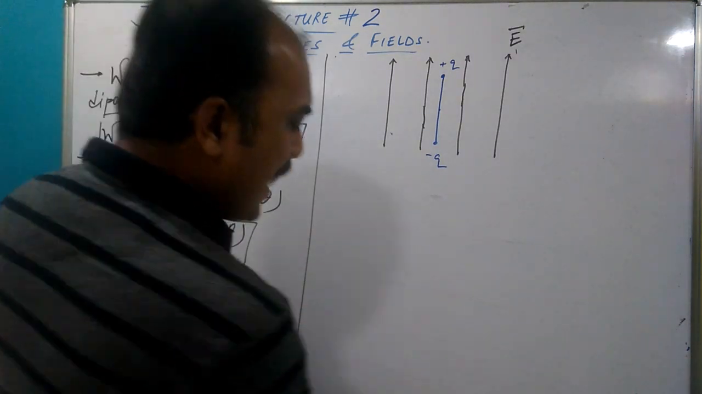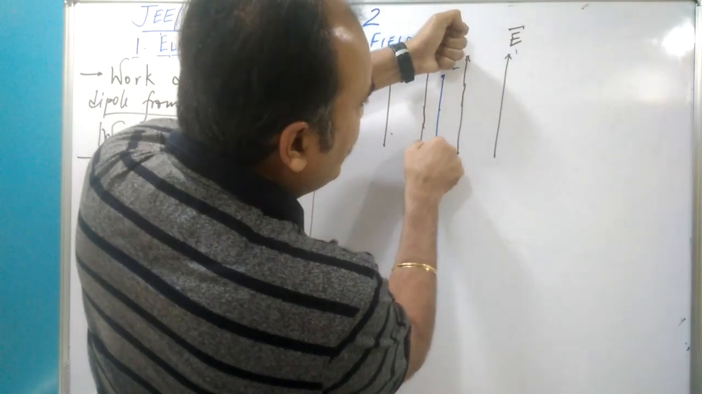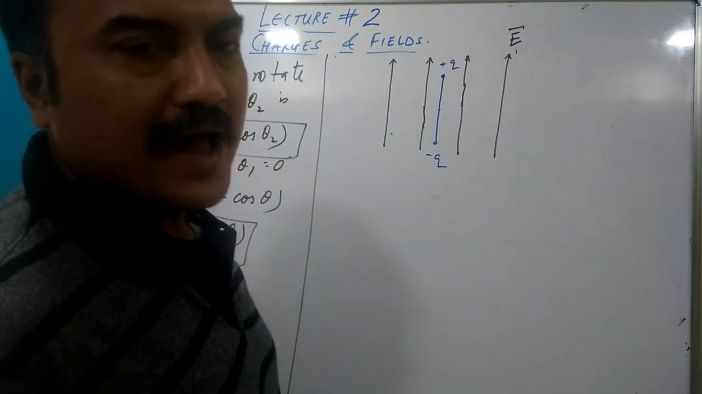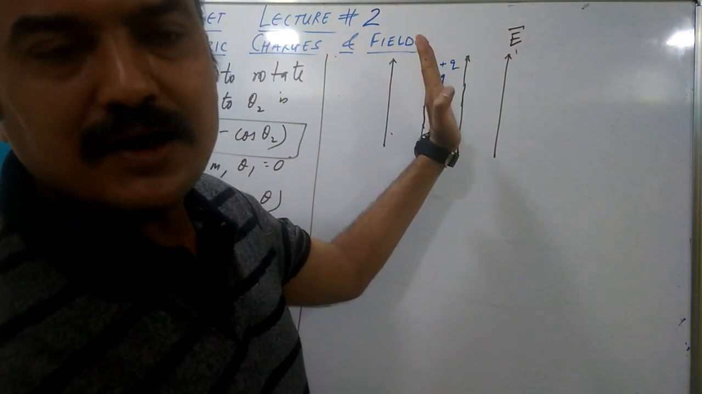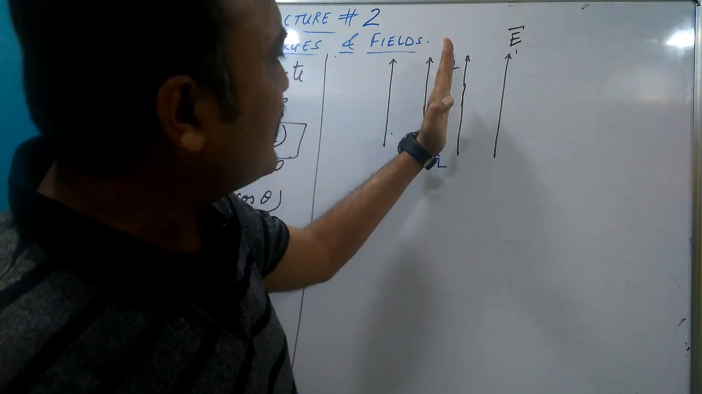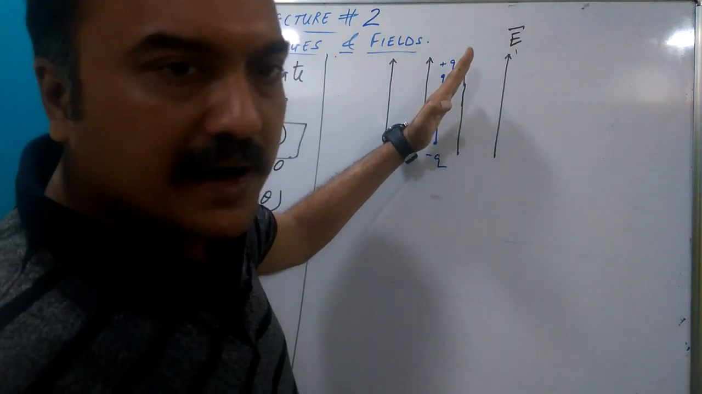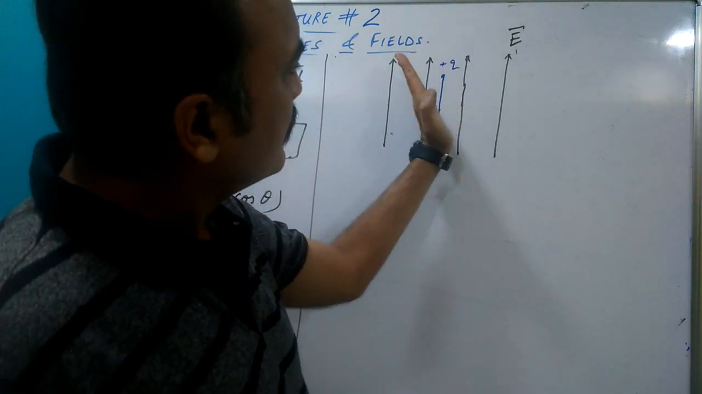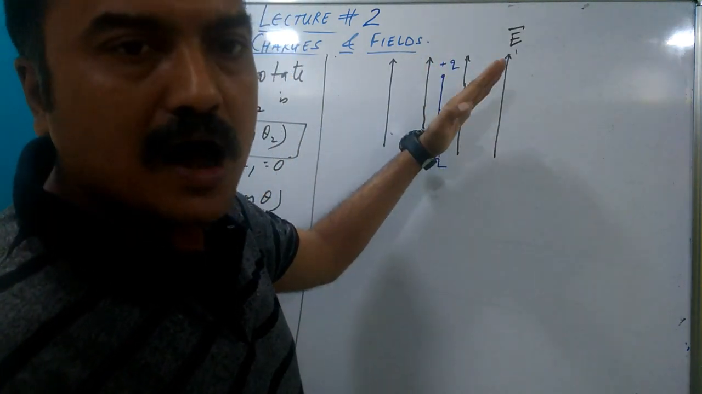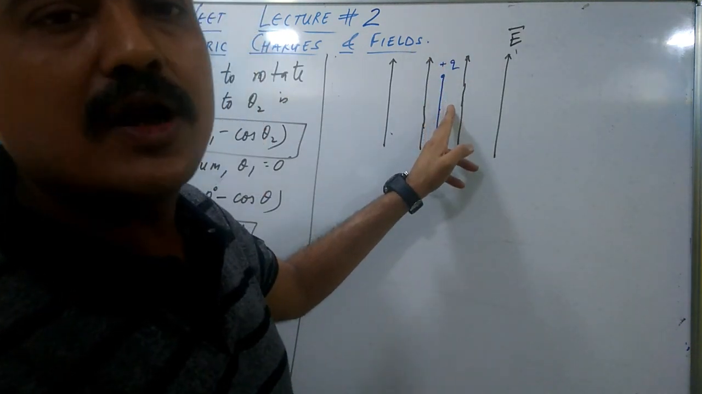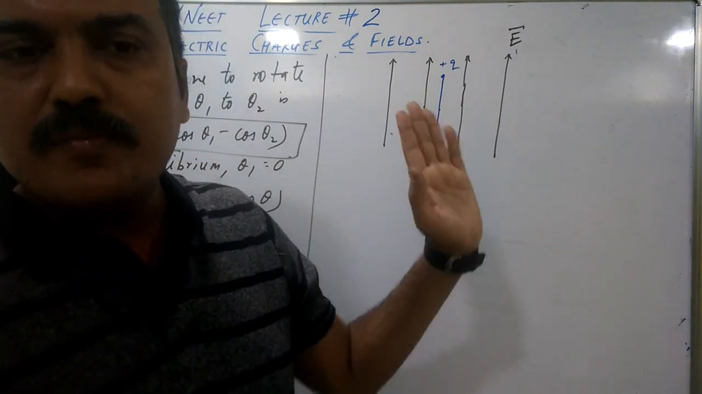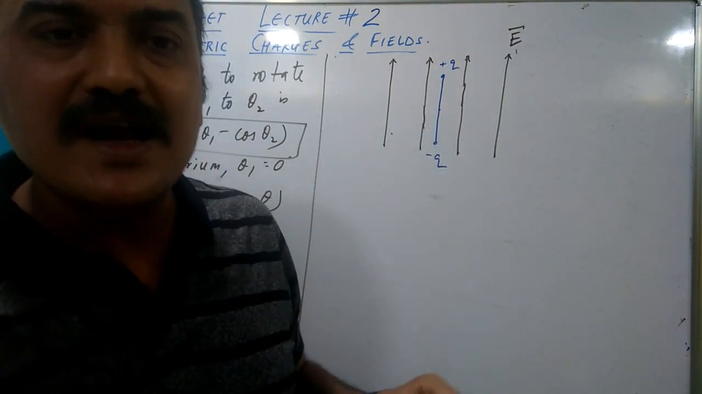But what if I rotate the dipole by a small angle theta and leave it? What would happen? You will say, sir, the dipole will come back to its original position. No doubt. But when it comes back to the original position, it does not stay here. It goes back a little bit here. And this dipole will continue to perform simple harmonic motion in this particular electric field. Our idea is to find out what would be the time period of such an oscillation.